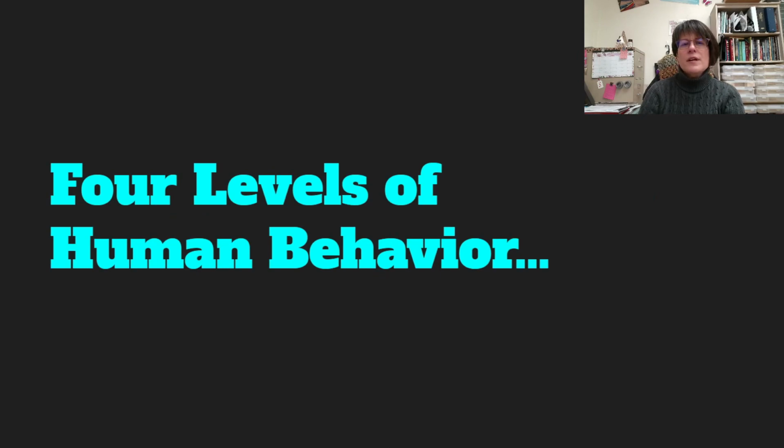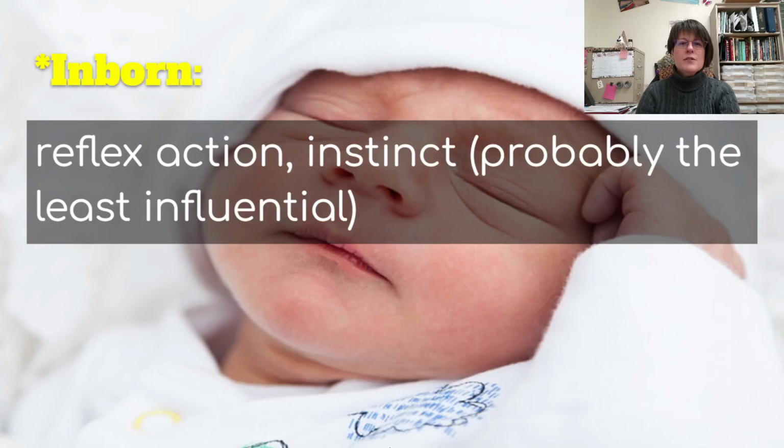Because of this, we have 4 levels of human behavior. The first level is inborn behavior. This is reflex action, instinct, and it's probably the least influential. Now, for animals, this is very predominant in some of them, but for humans, much less so.